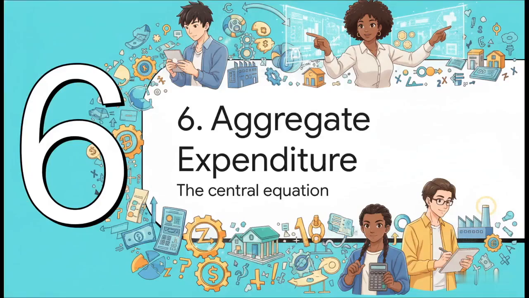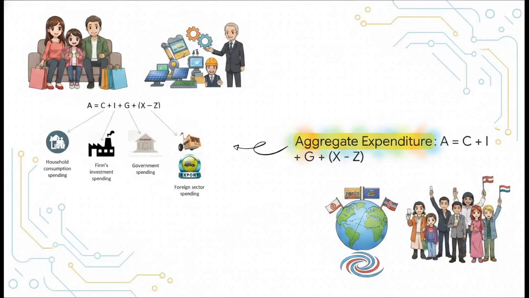Let's tie everything together mathematically. Section 6, the aggregate expenditure equation. Here it is. Aggregate expenditure equals consumption plus investment plus government spending plus our net exports, which is exports minus imports, again represented by Z. This is an elegant little formula that calculates the total spending in the entire economy. A is the aggregate, C is household consumption, I is firm investment, G is government spending. Then we add X for our exports, but we absolutely have to subtract our imports, Z, because that is money that leaked out of our country.